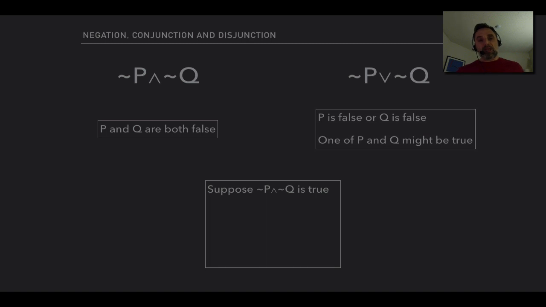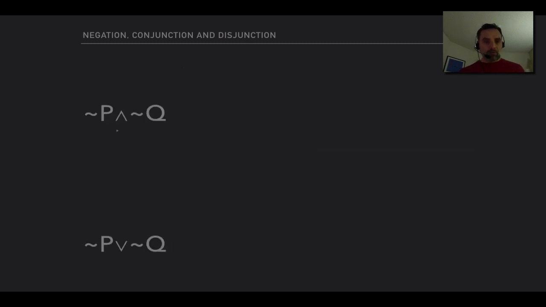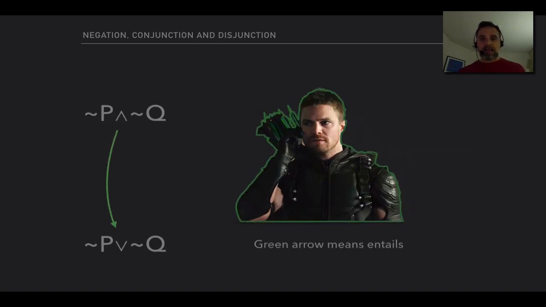So if negation P and negation Q is true, let's suppose that it is. That means that, among other things, negation P is true, and that means that negation P or negation Q is true. And so negation P and negation Q entails negation P or negation Q. And we could have made this point by going through negation Q instead of negation P in the middle. It doesn't matter. Negation P and negation Q just says a lot more than negation P or negation Q. So we can say that negation P and negation Q entails negation P or negation Q. The green arrow means entails.